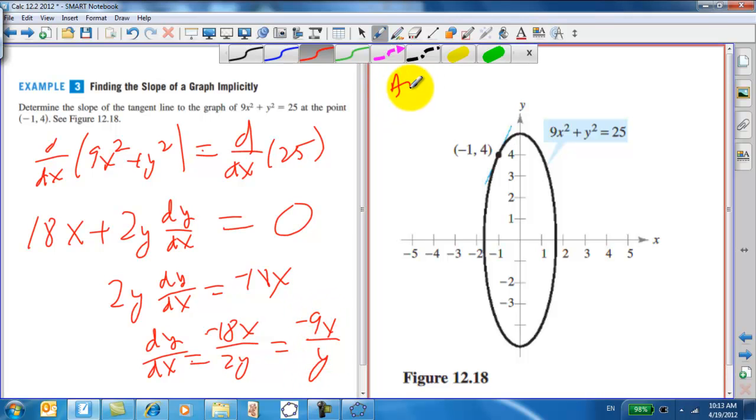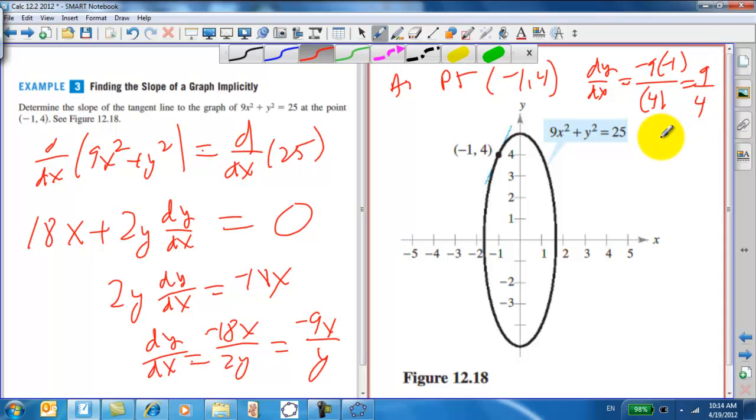So now to find it at the point (negative 1, 4), we take dy/dx equal to negative 9 times x, which is negative 1, over y, which is 4, and you get 9/4, or 2.25. And that does look like a slope of about 2.25 there at (negative 1, 4).